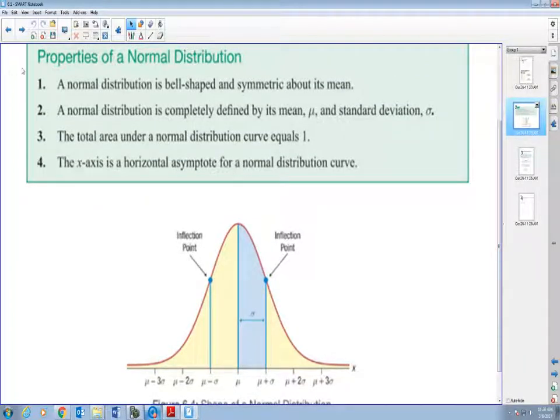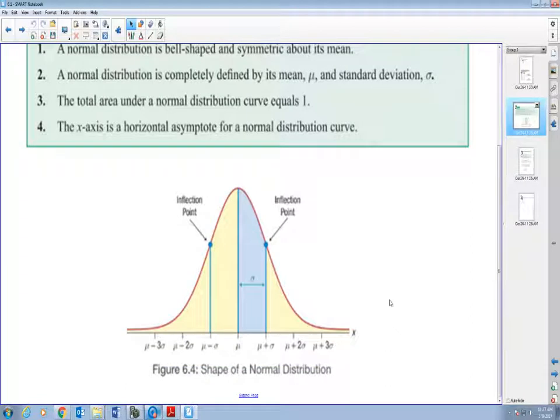So quickly, different properties of normal distribution. The word normal distribution is referring to a bell shape and symmetric about its mean. The normal distribution is completely defined by its mean mu and the standard deviation sigma. The total area under the curve has to be equal to 1 because that's the highest probability. So this picture looks just like the empirical rule as you've seen before. Rather than call it the empirical rule, now we're going to begin to call it the normal distribution.